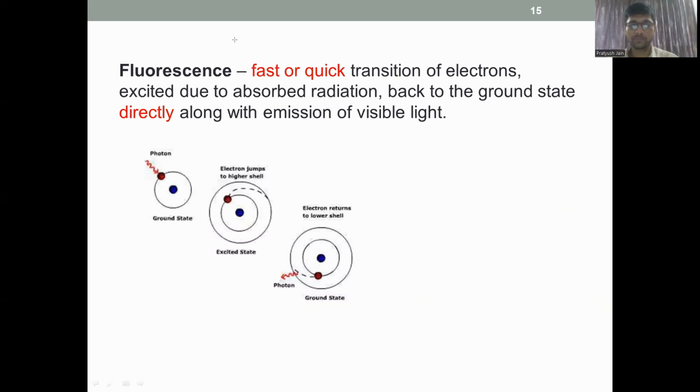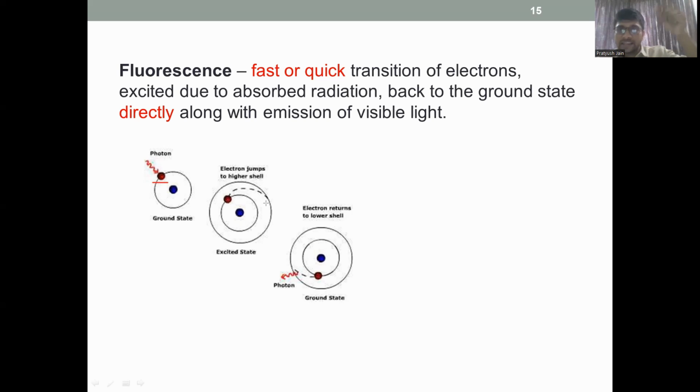Another phenomenon is fluorescence. What happens in fluorescence? There is a fast or quick transition of electrons from the ground state to an excited state due to absorbed radiation. So we have an electron at ground state, or stable state. Some radiation falls on it and the electron absorbs this radiation. Due to absorption of this radiation, the electron jumps to a higher state, or an excited state.